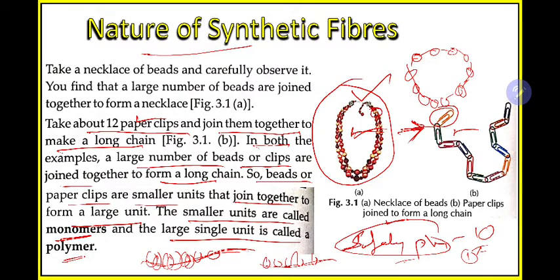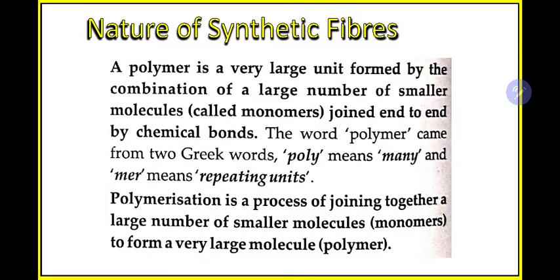If I give you 10 safety pins, you join them and make one long chain. One safety pin out of these 10 is known as the monomer. Mono means one, and the 10 together as a long chain is known as poly. Poly means more than 2 or 3, known as polymer. This is a polymer chain, and this technique of joining small units to make a long chain is used in synthetic fibers. So now let us learn the nature of synthetic fiber. Basics are clear, now we'll learn the main part.